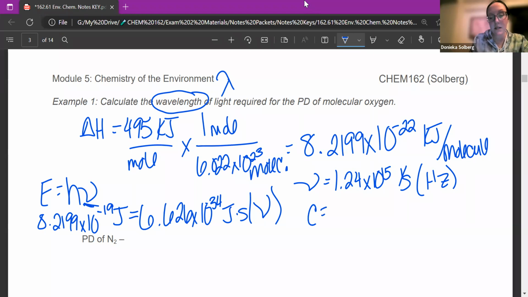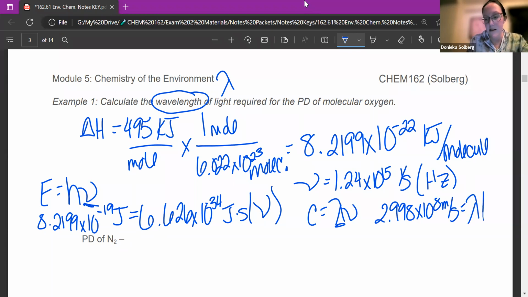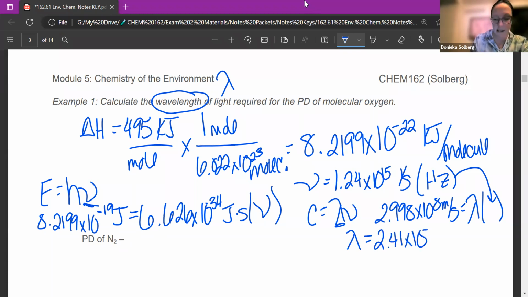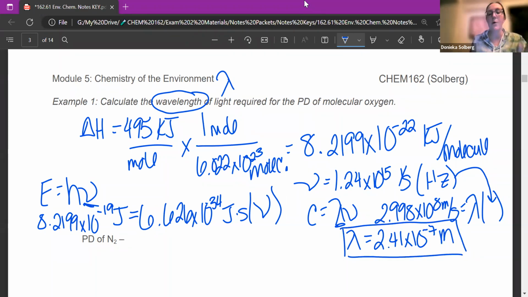Now I'm going to use c equals lambda v. I'm going to solve for lambda. So c is also a constant. So I got 2.998 times 10 to the 8th meters per second equals lambda times, I'm going to plug in this frequency here. Okay, solve for lambda, and I get 2.41 times 10 to the negative 7 meters. So the wavelength of light needed to do photodissociation of oxygen is 2.41 times 10 to the negative 7th meter.